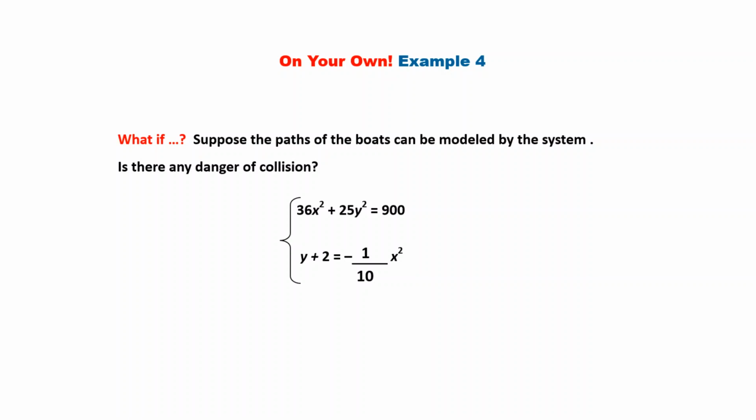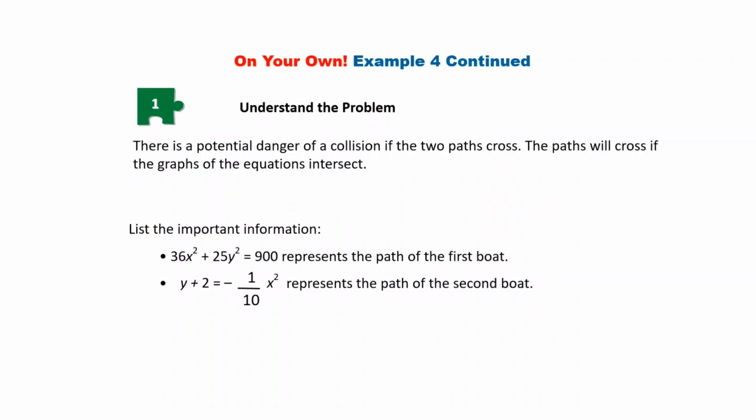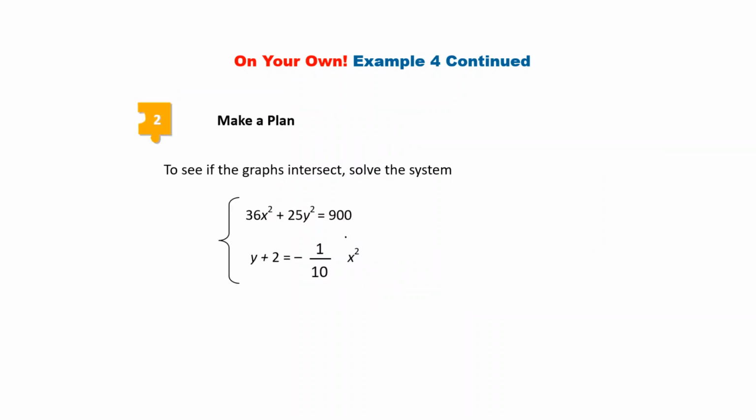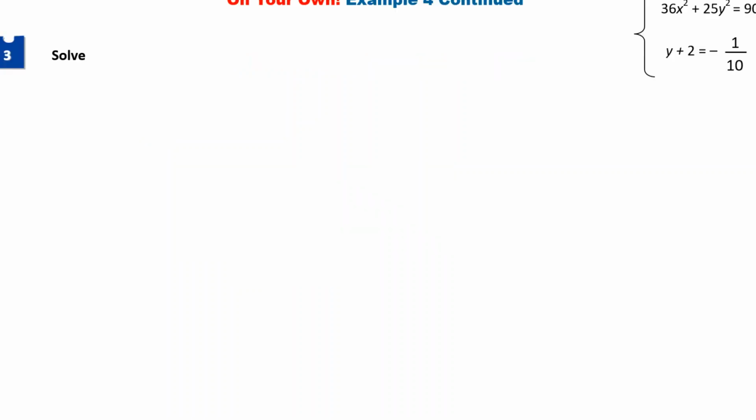All right, so here's our 2 equations. Let's see what we should do first. The first part is to understand our problem. So there is a potential danger of collision if the 2 paths cross. The paths will cross if the graphs of the equations intersect. So let's list our important information. The first equation represents our first boat. The second equation will represent our second boat. So we're going to make a plan. We want to see if the graphs intersect, so let's solve the system.